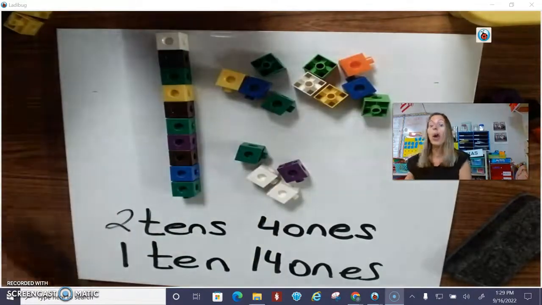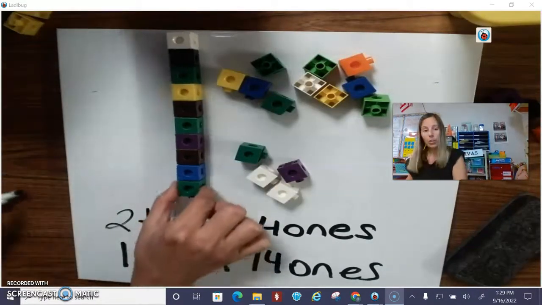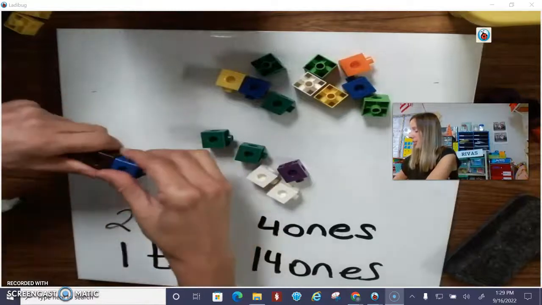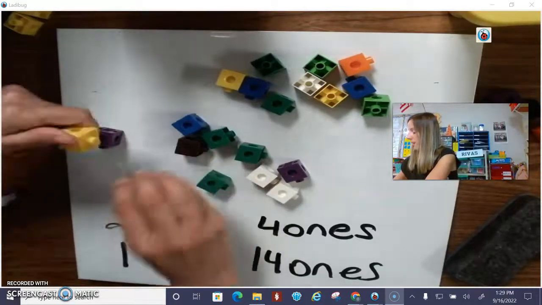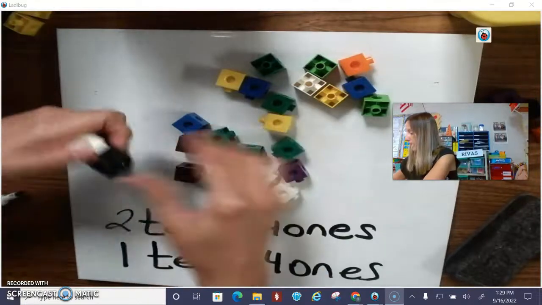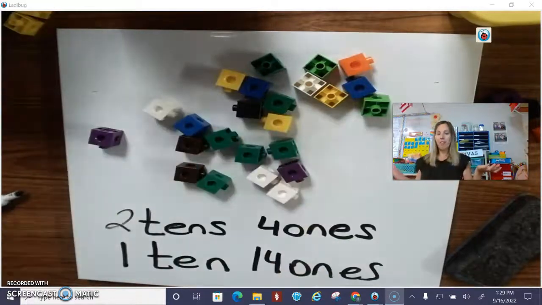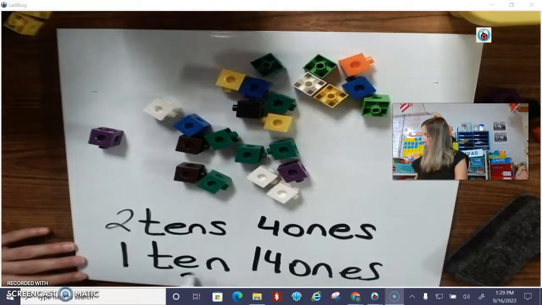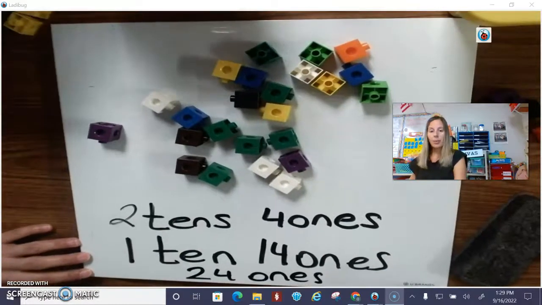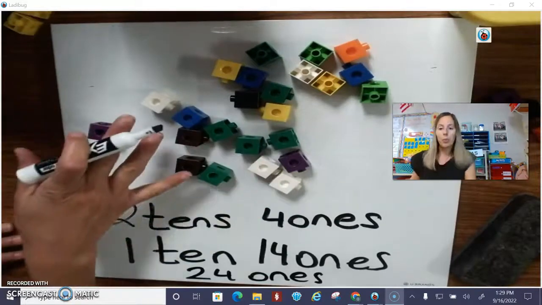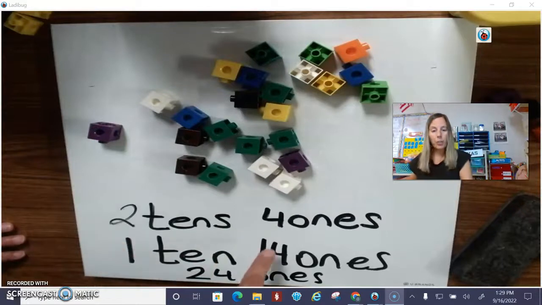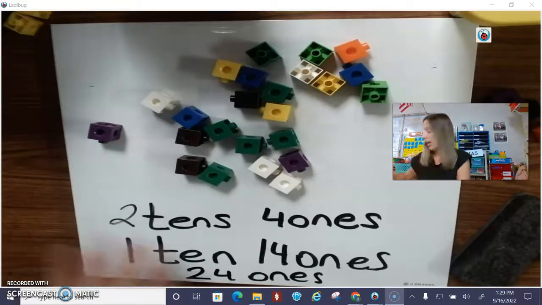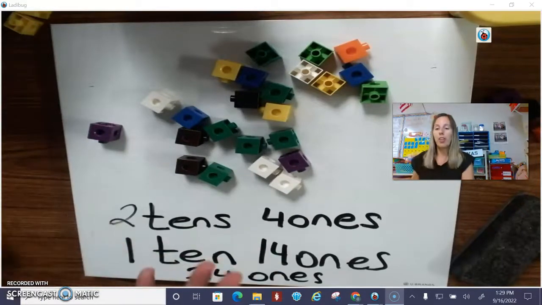And they go, oh, and I can also take this one apart. And this is still the number 24, but now I have 24 ones. And still the number 24. 2 tens and 4 ones, 1 ten and 14 ones, 24 ones. They are all the number 24.